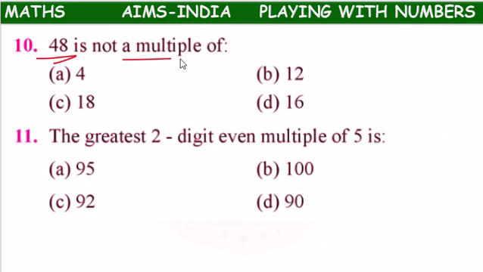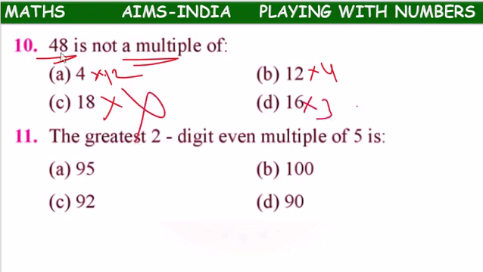Next, 48 is not a multiple of which number? 4 into 12, we can write 48. 12 into 4, we can write 48. In the 18 table, we cannot write 48. 16 3 times, we can write 48. So 48 is not a multiple of 18.